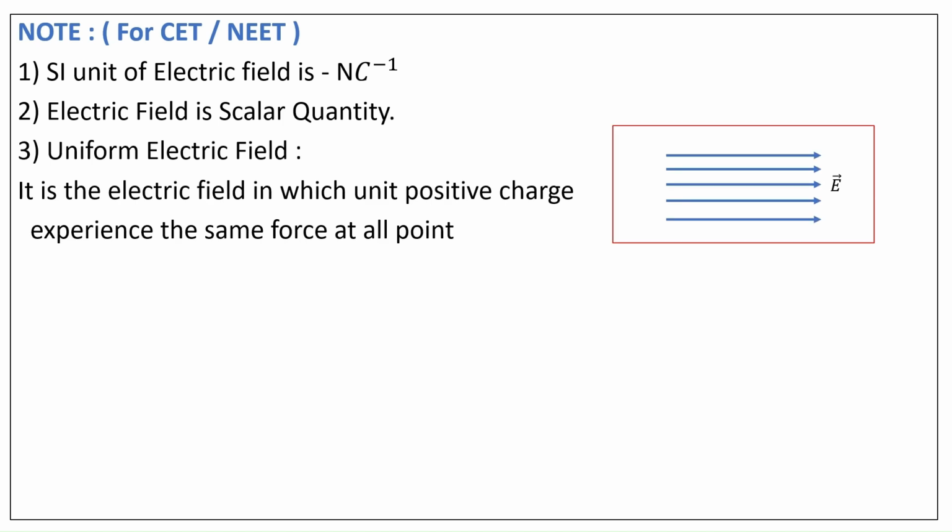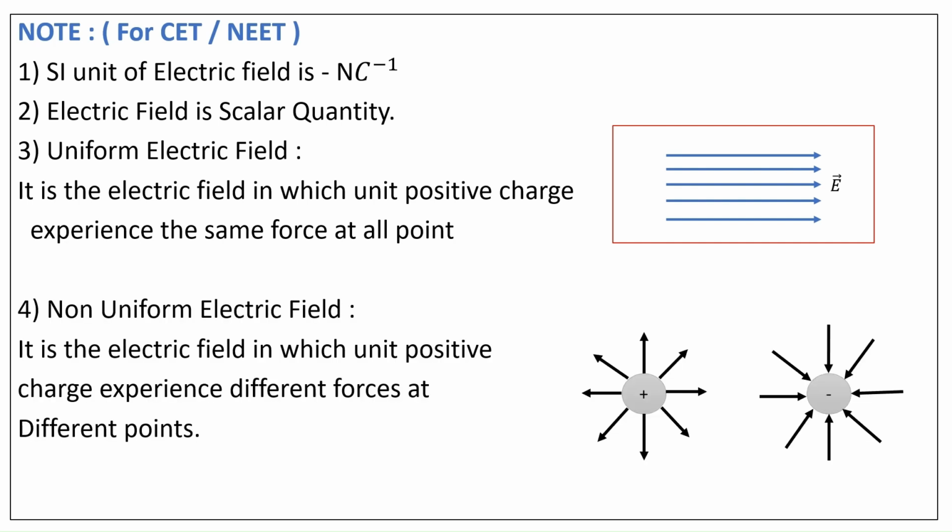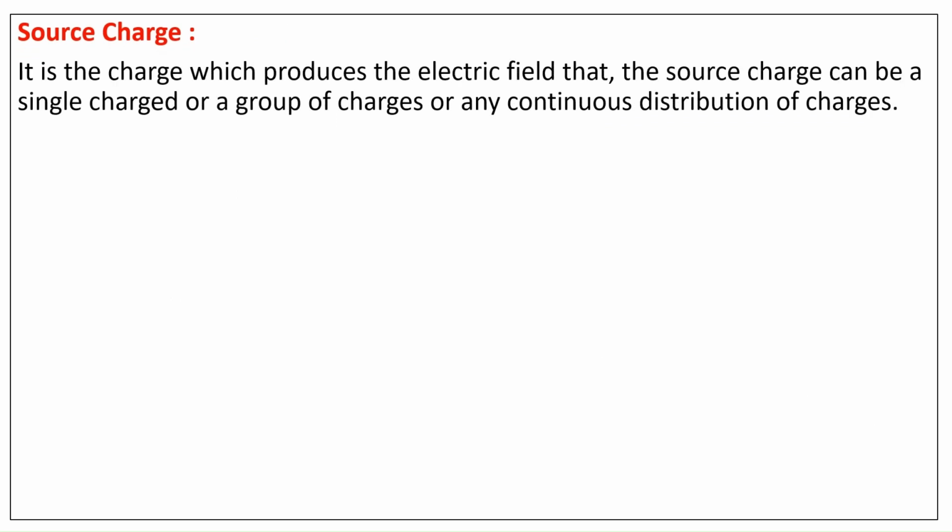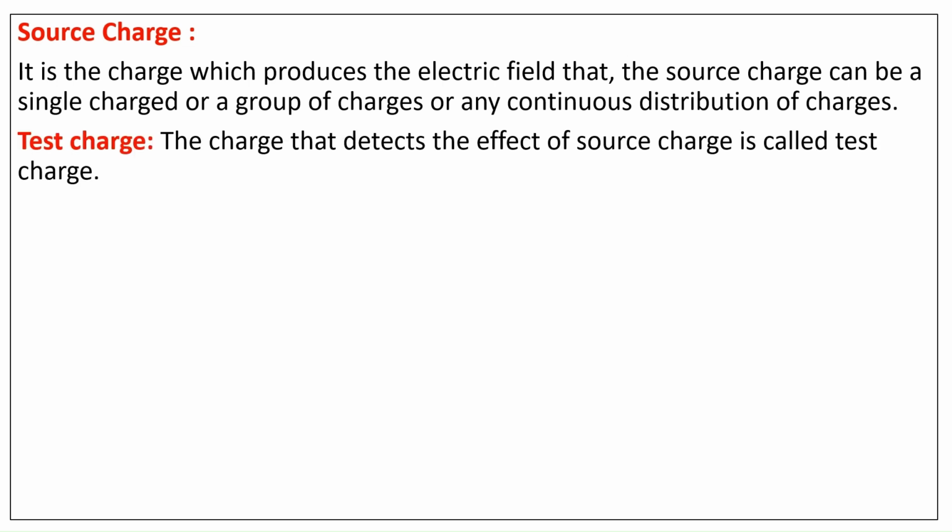Uniform electric field. It is the electric field in which a unit positive charge experiences the same force at all points. 4. Non-uniform electric field. It is the electric field in which a unit positive charge experiences different forces at different points. Source charge. It is the charge which produces the electric field. The source charge can be a single charge or a group of charges or any continuous distribution of charges. Test charge. The charge that detects the effect of the source charge is called test charge.